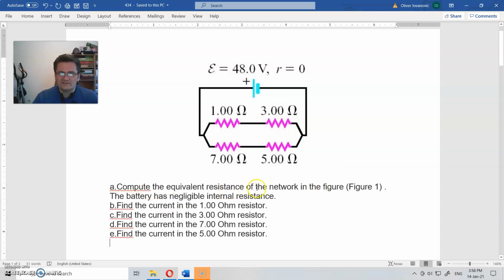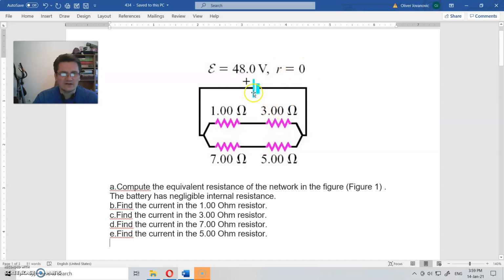Compute the equivalent resistance of the network in the figure. The battery has a negligible internal resistance. Find the current throughout this, current throughout this, and throughout this. Now I did this assignment correctly, but I did overcomplicate something. This could be done a bit easier. Doesn't matter. So let us see.